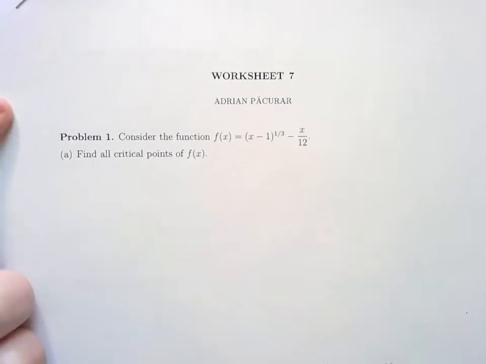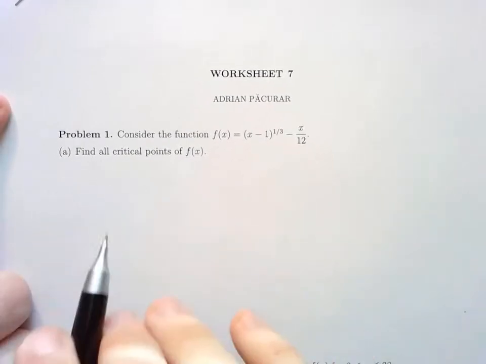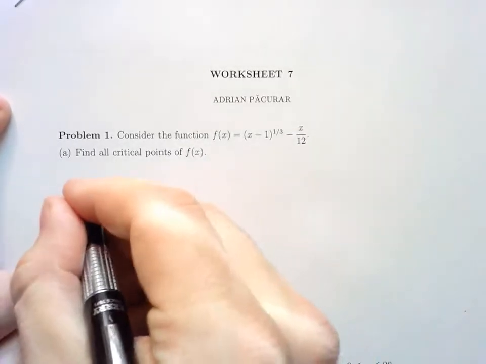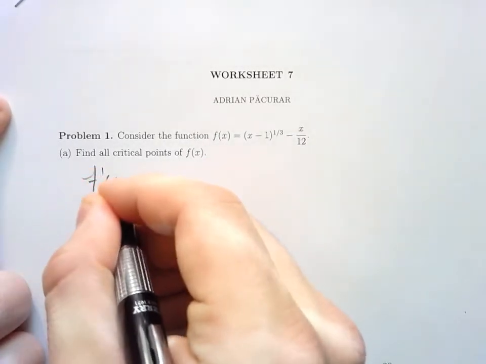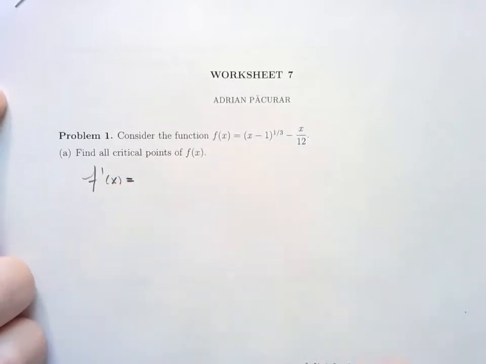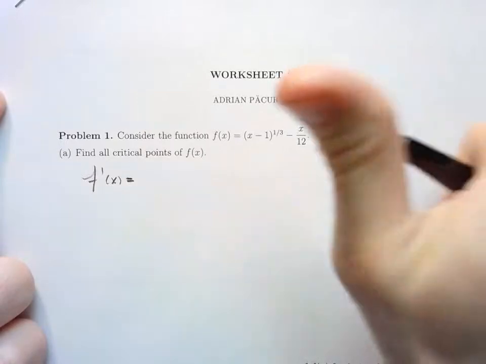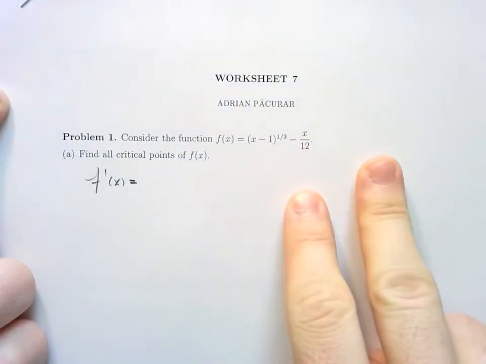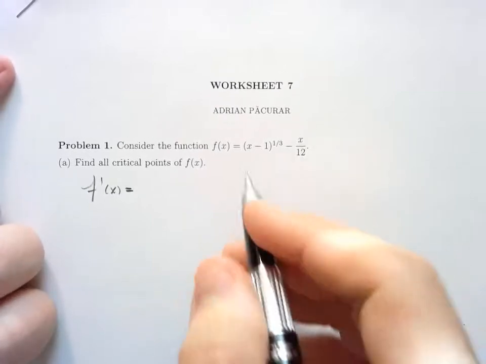Here are the solutions for worksheet number 7, and problem 1 asks us to analyze this function over here, and for part A we're asked to find the critical points. In order to find the critical points, we must first take the derivative of our function, and the critical points are going to be the points where either the derivative is undefined or where the derivative is equal to 0. So let's see what we get.